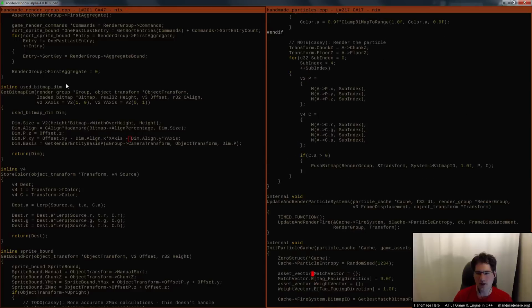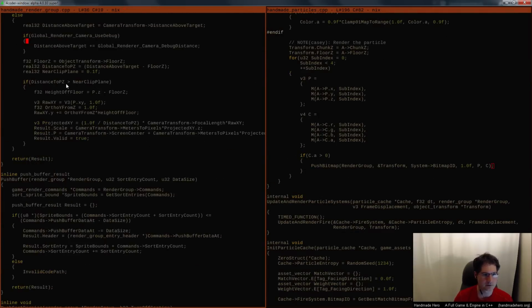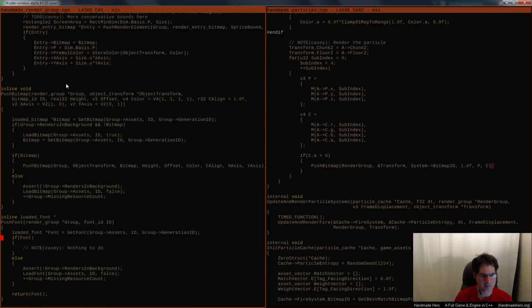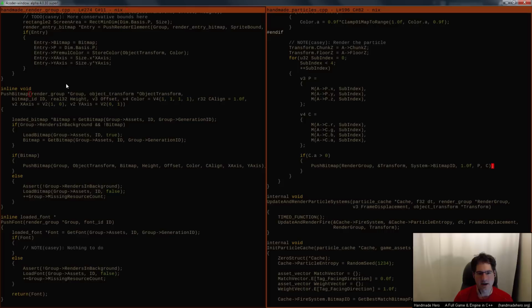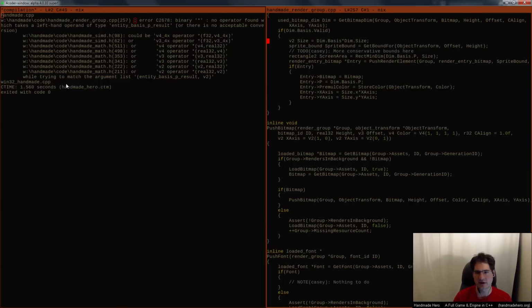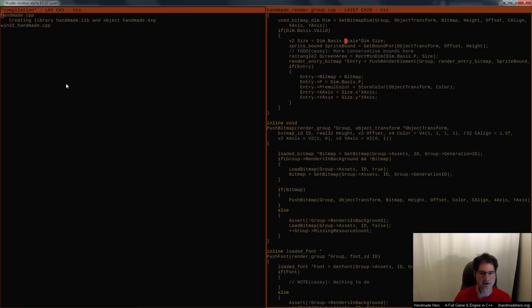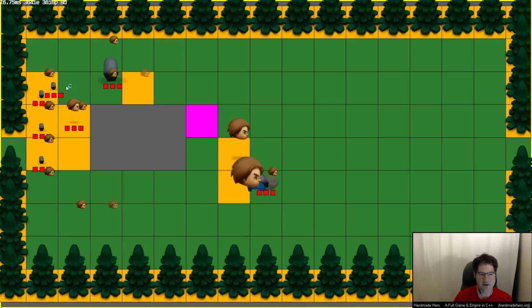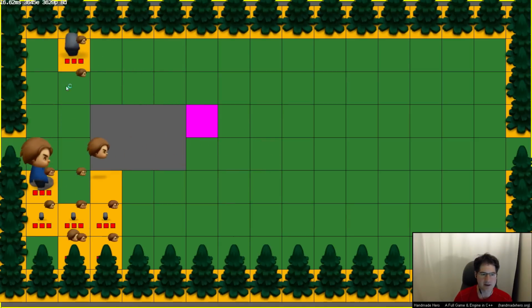Which is to say, when we go ahead and render one of these bitmaps, if we call push bitmap, and we pass like the offset and the color, I could then pass 0, 0 for the alignment, and hopefully that would give me... oops, what did I do? Oops, accidentally edited that. I did not mean to. I should be able to take that out, and I should be able to see if the alignment has anything to do with it either.